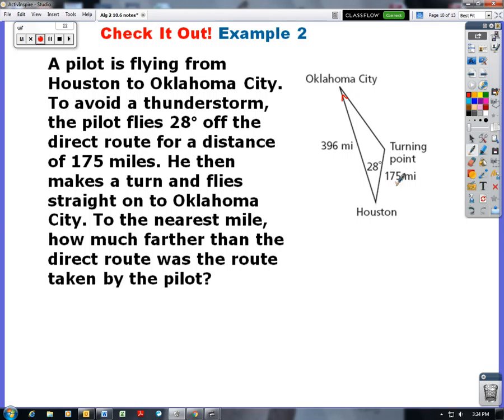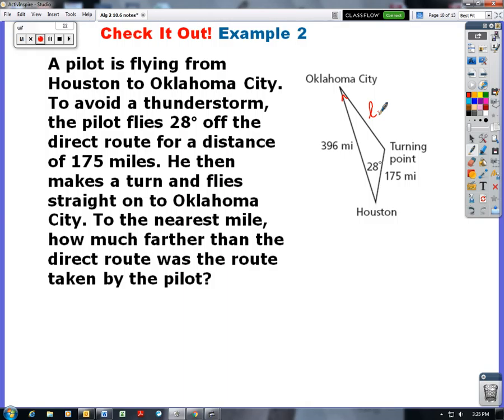So he goes 175 miles, and then he makes that turn. And it says, to the nearest mile, how much further than the direct route was the route taken by the pilot? So we need to know this entire distance, right? So we can compare it to this 396, which means we already know one leg of it. We need to find the other leg. I'll call it little L for leg.